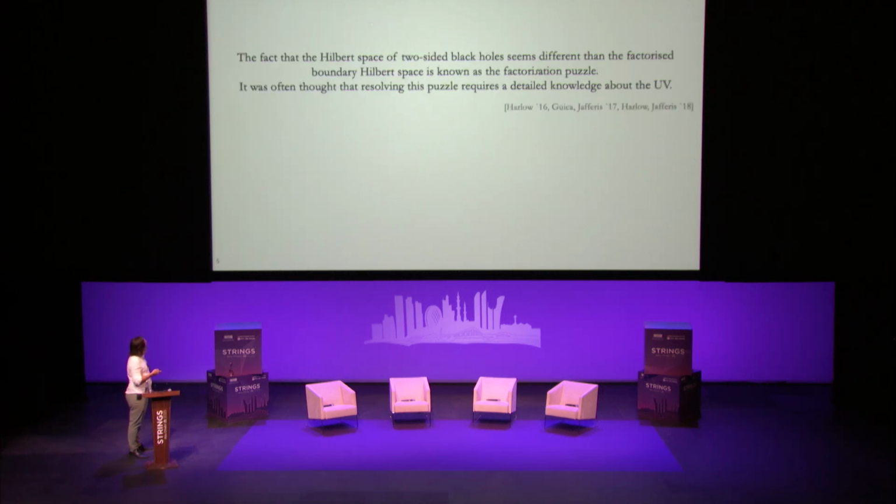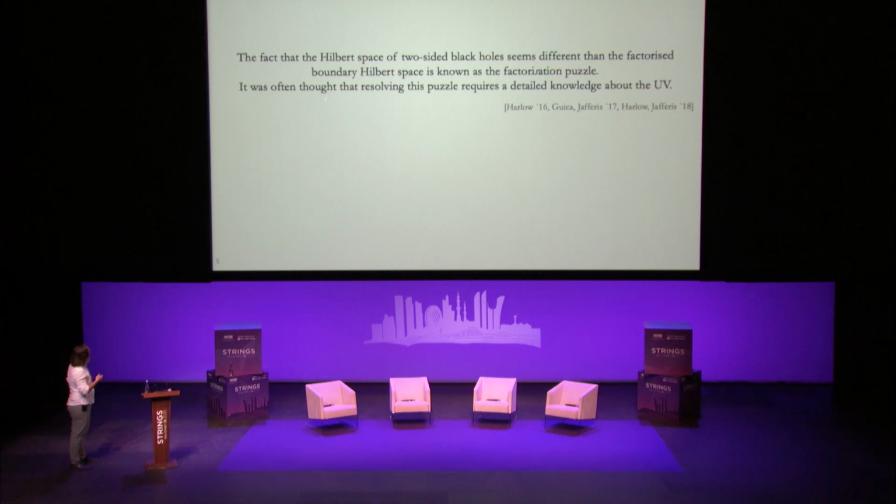OK, so the fact that the Hilbert space of two-sided black holes seems different from the factorized boundary Hilbert space is what's known as the factorization puzzle. And this puzzle I'll denote with the British S.